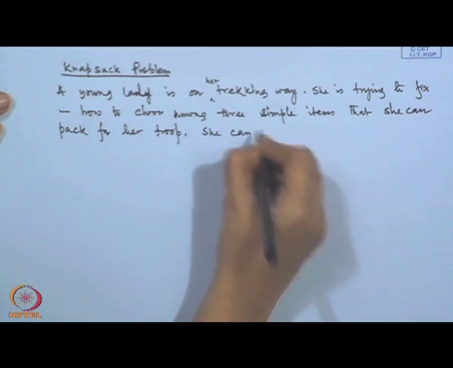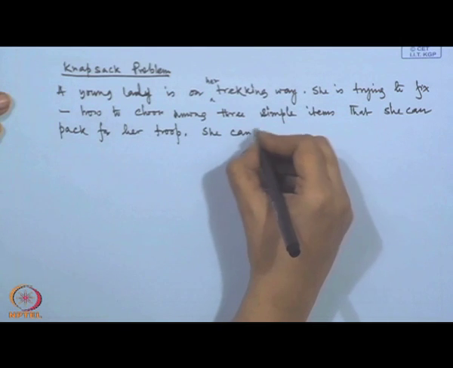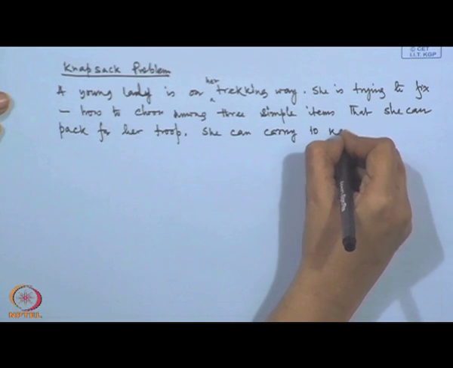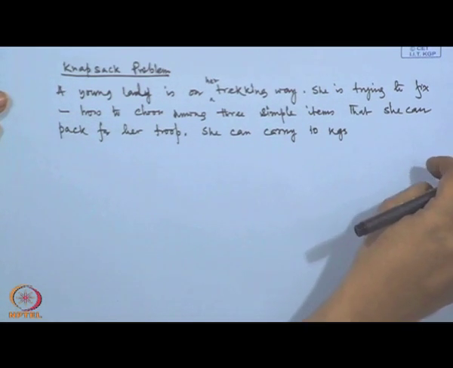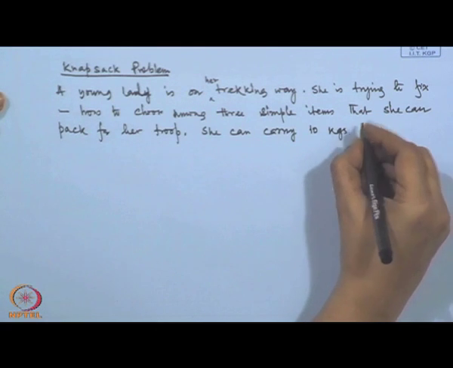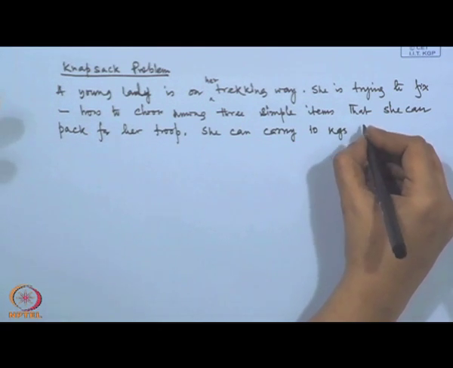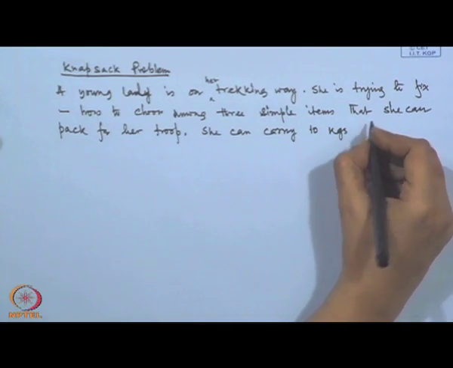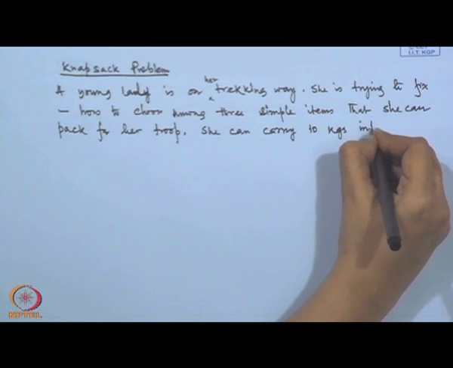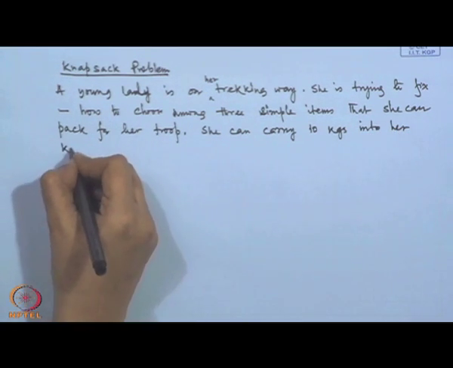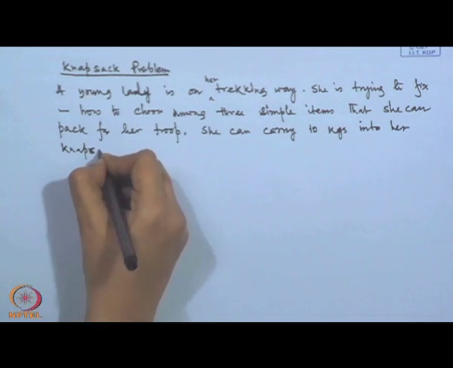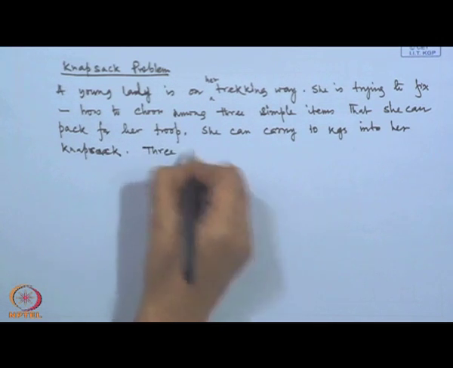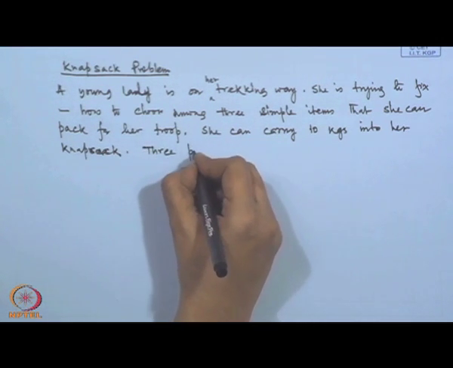She can carry at the most 10 kgs in her knapsack. We want to utilize the whole space of her knapsack, but there are certain constraints, certain information related to the things she is trying to pack up. Three possible items with their utility values are given.